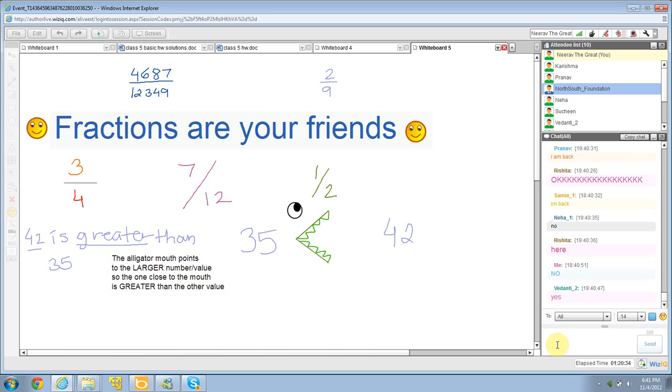Here's a little page I made that fractions are your friends, which they are. Okay, so just a quick 30-second thing. The alligator mouth thing was I was just explaining how to tell which one is greater than and which one is less than. You can look at the sign, which looks like this or like this, and sometimes you'll see the equal to sign underneath, so greater than or equal to, that's what it means. Whichever way the mouth is pointing is the greater value, so that's all that was.